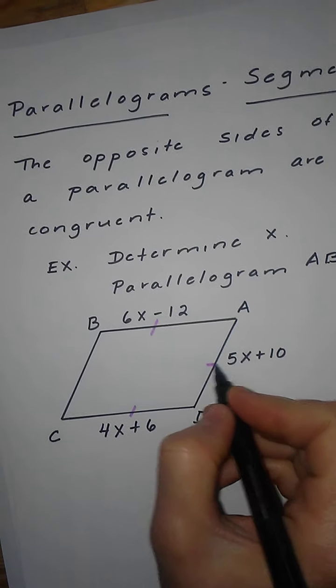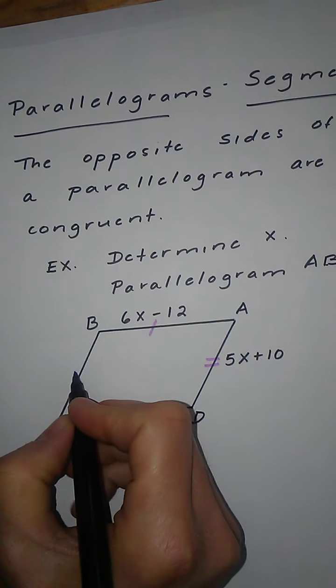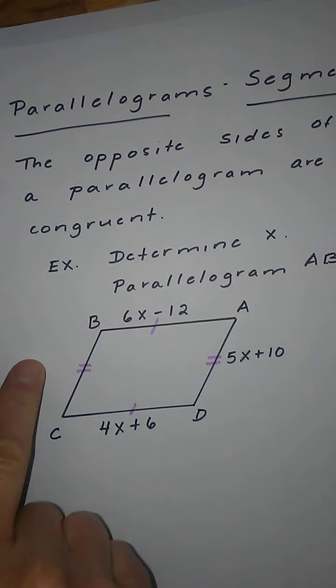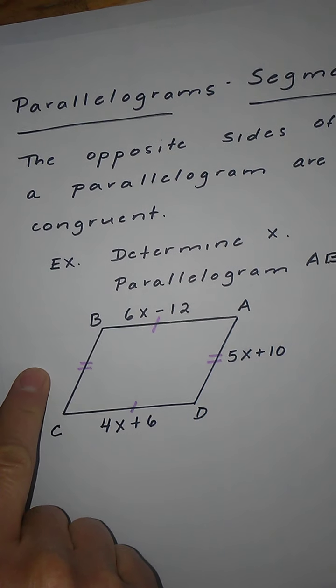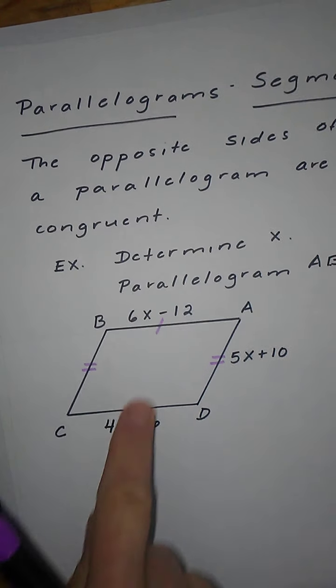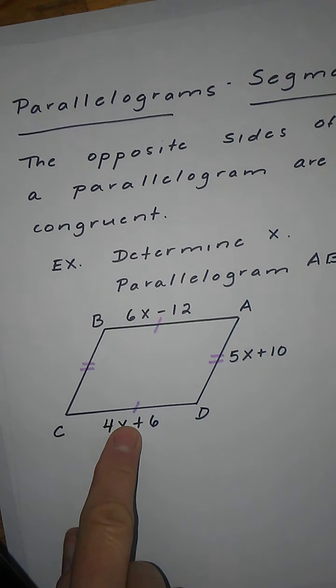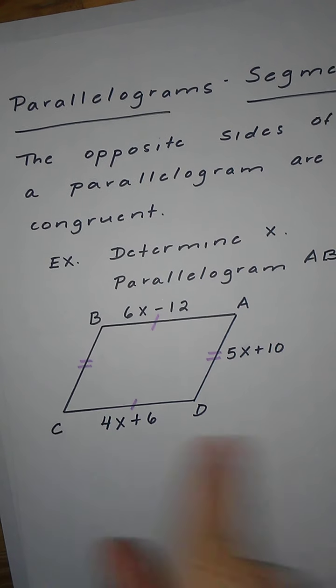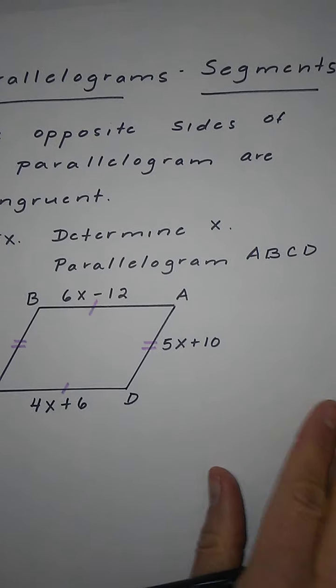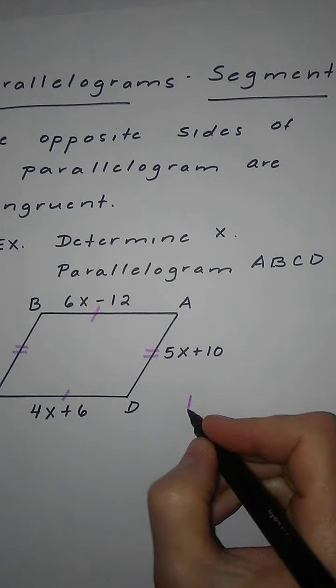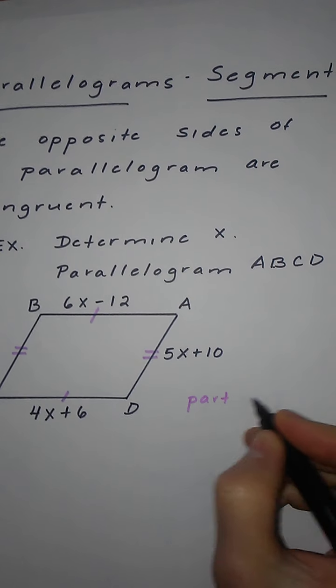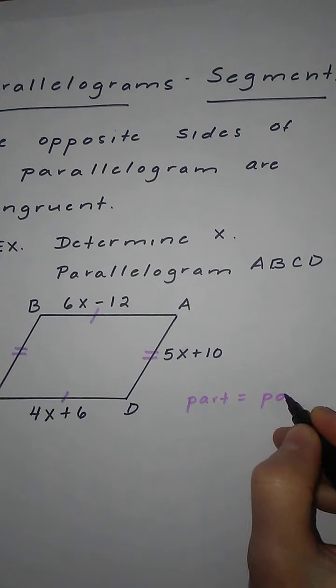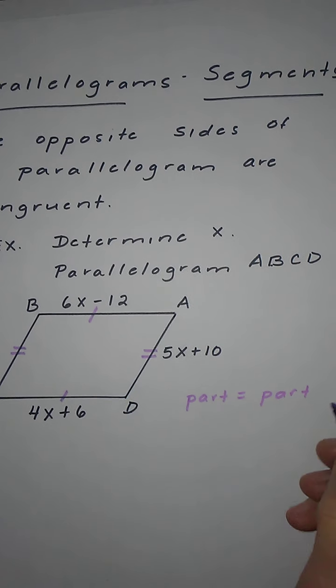Now if I look at my other set of sides, I don't have enough information to build an equation because there is no expression labeled here. So I'm specifically choosing this set because I have two different algebraic expressions to work with. So again, as I said, we're going to be building an equation that is part equals part because the segments, the sides that are opposite, are congruent.